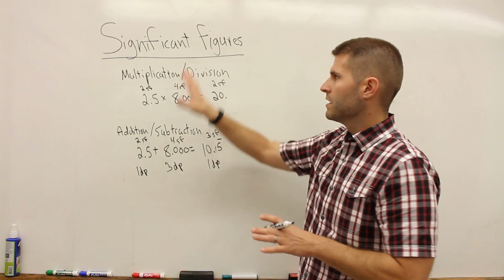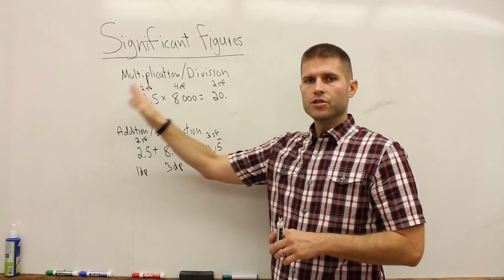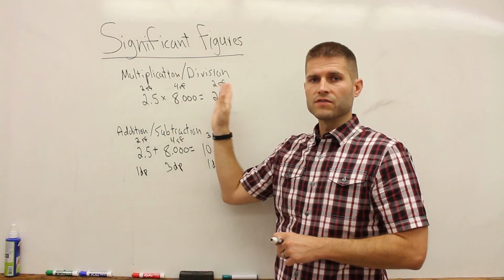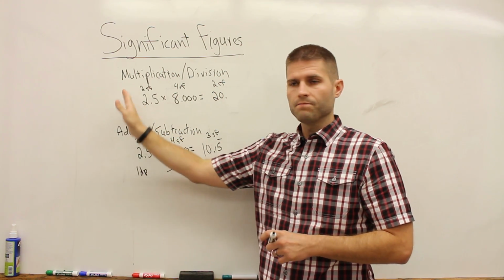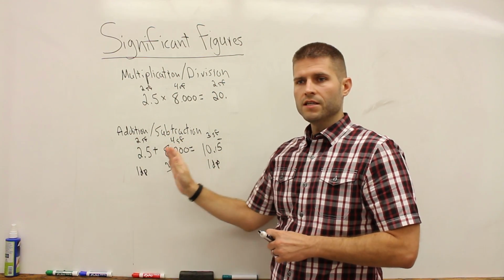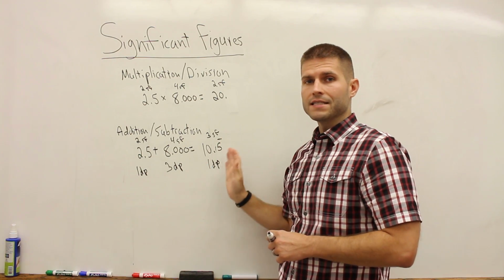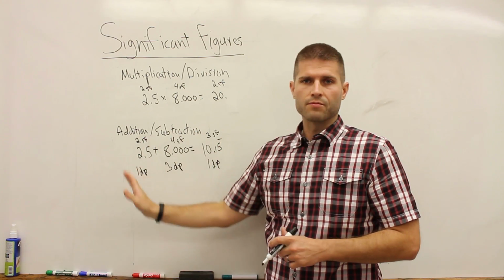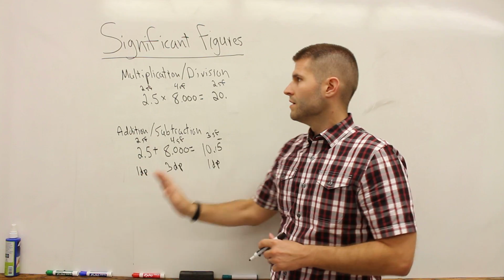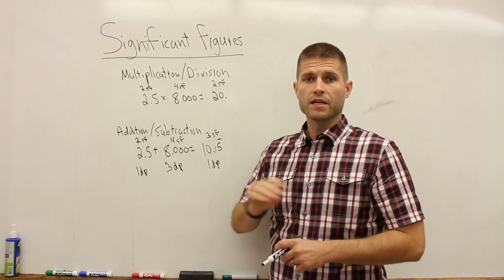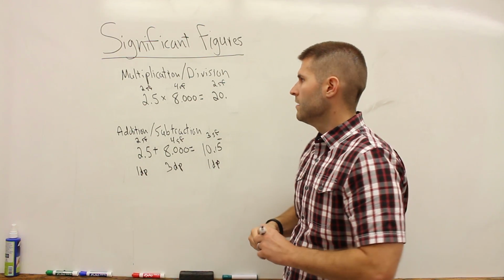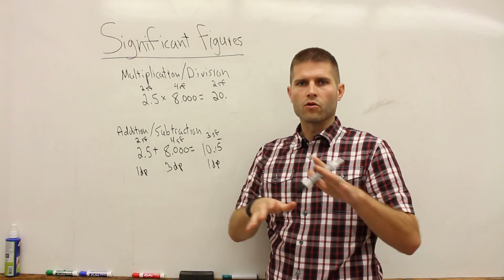So to recap, for multiplication and division, your final answer has to have the least number of significant figures from the calculation. For addition and subtraction, your final answer has to have the least number of decimal places from the calculation. So those two rules we're going to be using extensively throughout the semester. We're going to be adding in a lot more complications as we go.